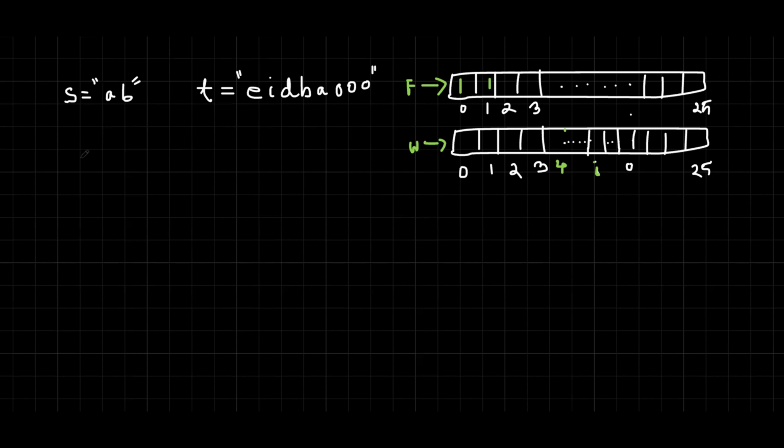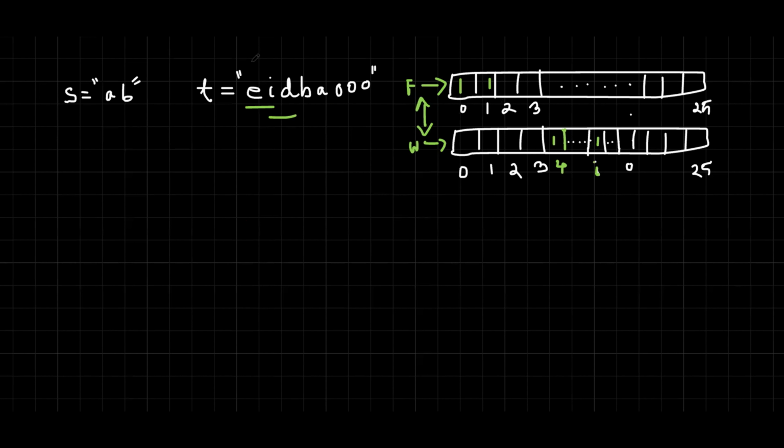We take one window of size 2 in the second string, which is this E and I. So we increase the frequency of E by 1 and the frequency of I by 1. So I is here and E is here, so we are incrementing it. Now we have to check whether these two arrays are equal or not. But these two arrays are not equal because the first array contains 1 and 1 in the first two indices, but the second array does not. So we have to shift the window 1 unit right.